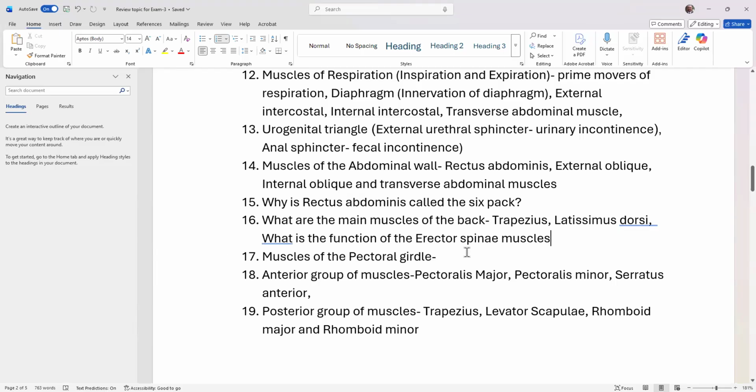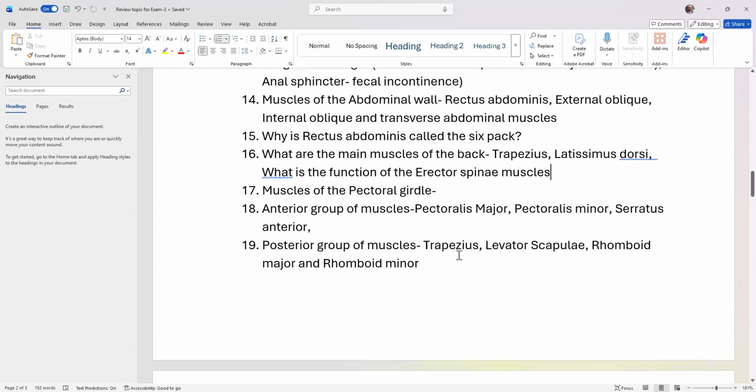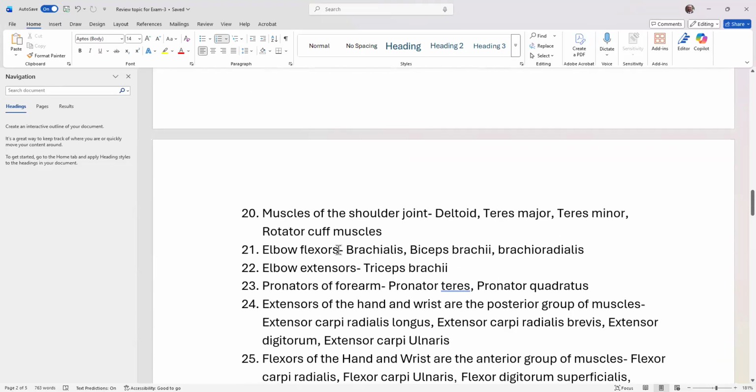You should know the pectoral girdle, the anterior group of muscles, which is the pectoralis major, pectoralis minor, serratus anterior. These are the anterior group of muscle. The posterior group of muscle, levator scapulae, trapezius, rhomboid major and rhomboid minor. These could be for identification in the lab exam.